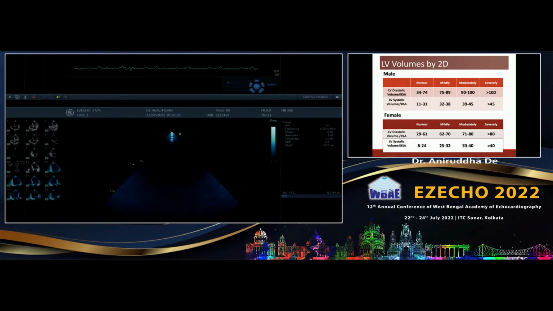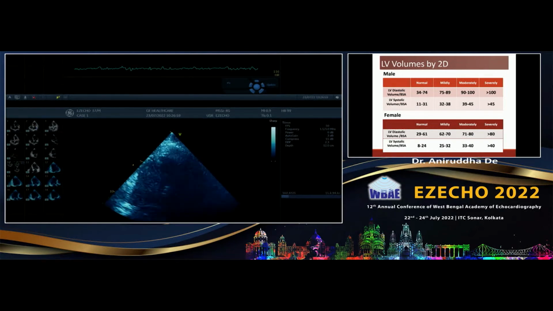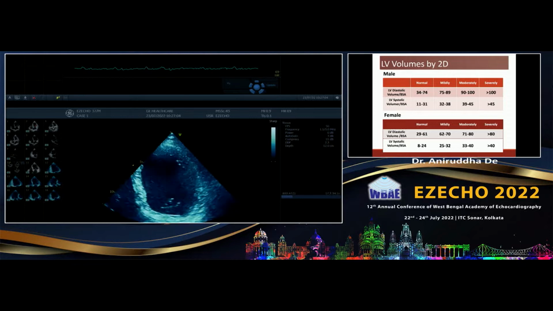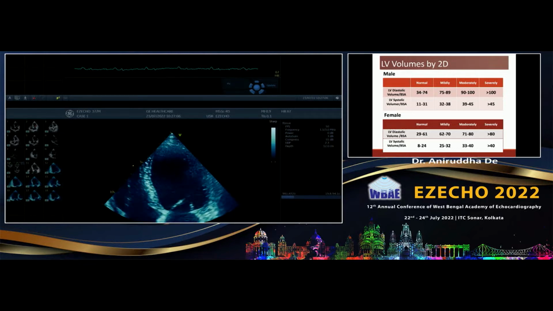So you should not comment on the EF. The purpose of doing it is that this is very much taken in apical views. But what we are trying to get is that you should have that apex to be conical.